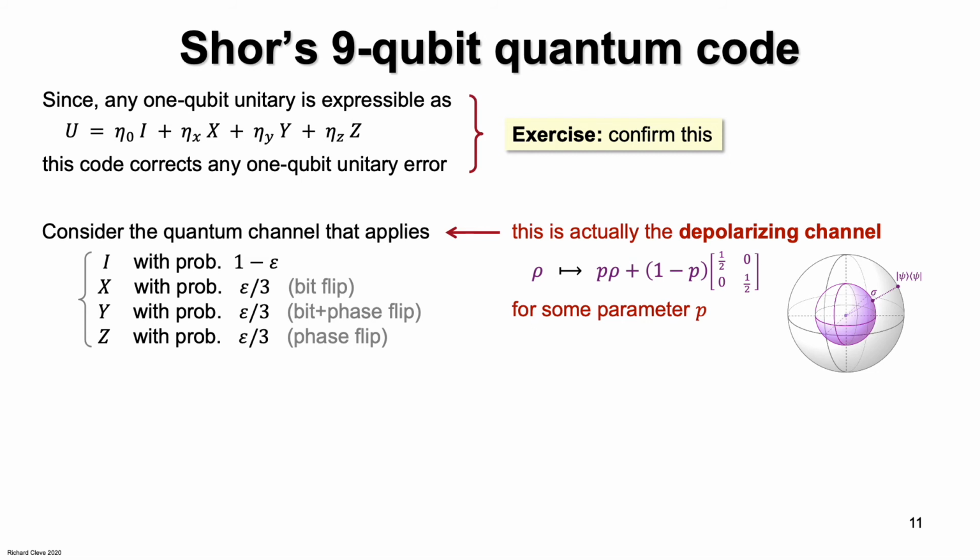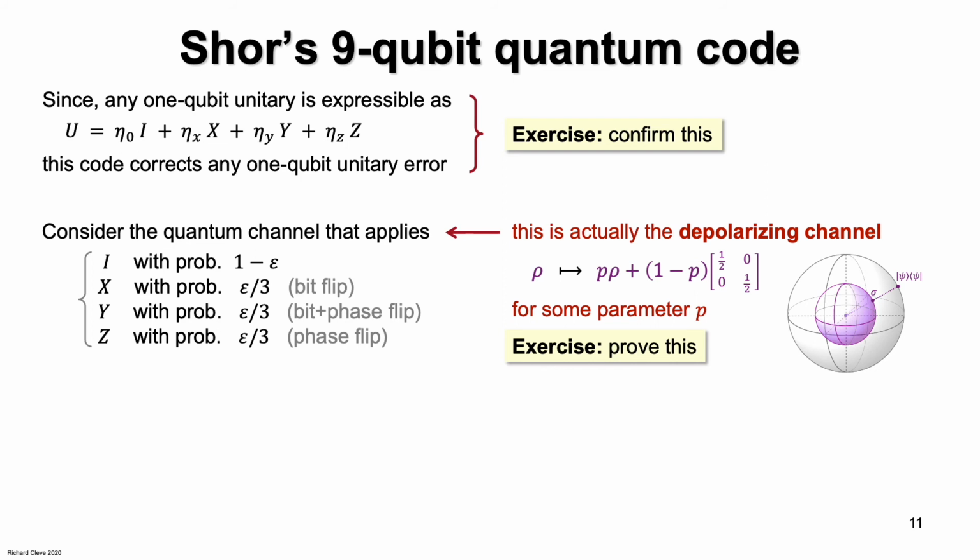How do we know that the two channels are the same? I'm leaving this as an exercise to check. It's not entirely trivial, and I recommend that you work this out. You might start with any pure state for your qubit and calculate the density matrix of the state that the channel on the left produces. You'll see that it is equivalent to the channel on the right.